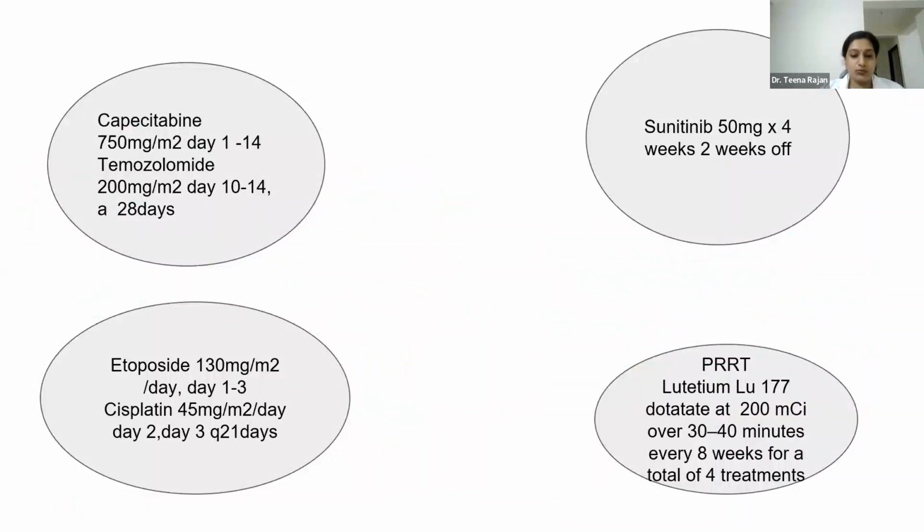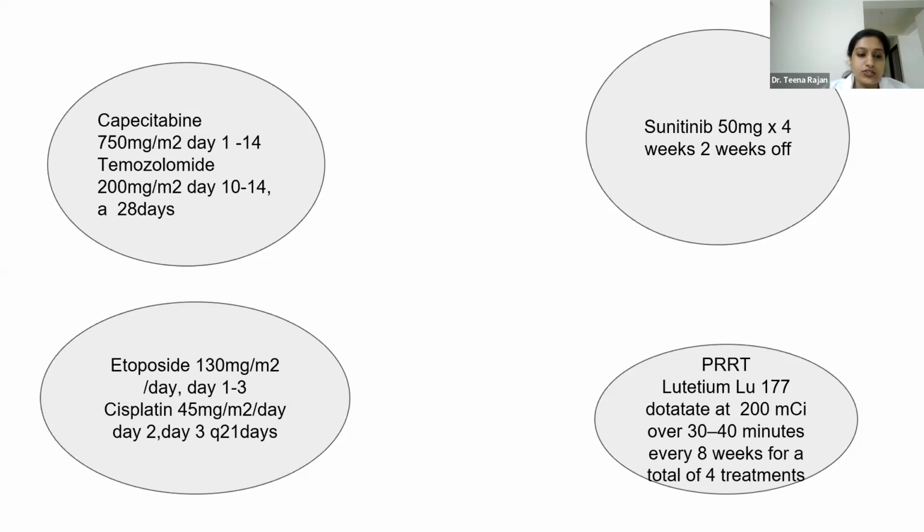Now, coming to the other chemotherapeutic agents that are used in neuroendocrine tumors, basically high-grade neuroendocrine tumors or carcinomas, you have the temozolomide regimen where capecitabine is given at the dose of 750 mg per meter square, day 1 to day 14, and temozolomide is given at the dose of 200 milligram per meter square per day in the last 5 days, and you repeat every 28 days. Then sunitinib is another drug which has shown overall survival benefit, which is given at the dose of 50 mg, 4 weeks on and 2 weeks off.